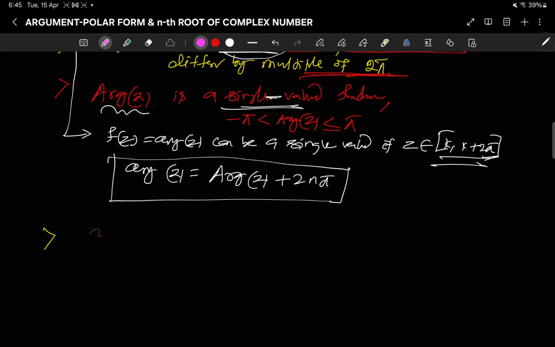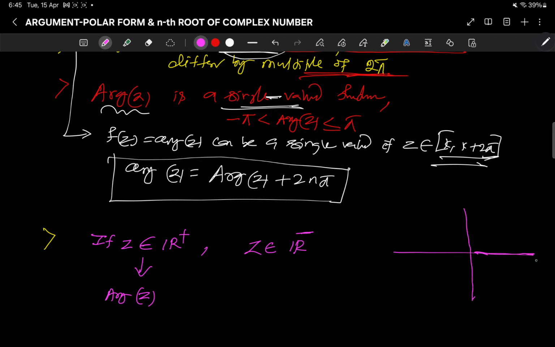You know, every real number is a complex number. So now if z is in R plus, or z is in R minus, then what will happen to the argument of z? If z is in R plus, then the argument is 0. If z is in R minus, then what is your principal argument? If z is anything here on the negative real axis, then the argument of z is pi, right?